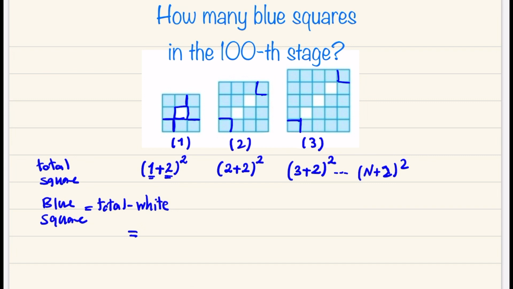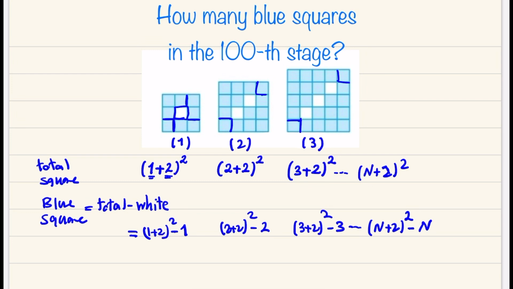In the first stage, I have 1 plus 2 squared minus the white square, which is 1. In the second one, I have 2 plus 2 squared total squares minus white, which is 2. In the third one, I have 3 plus 2 squared minus 3. And if I do the same thing for the nth stage, it will be n plus 2 squared minus n, the white squares that we have. And this is the formula that we have for the general case.